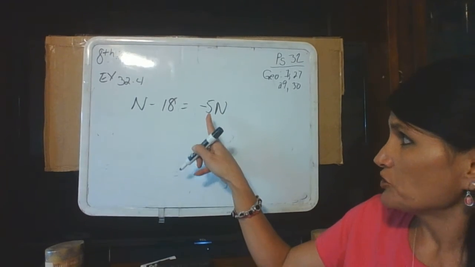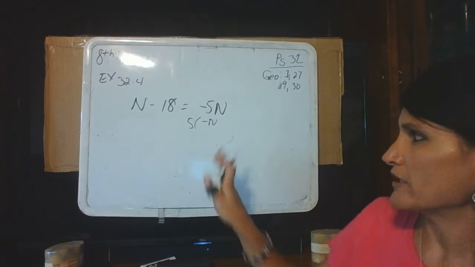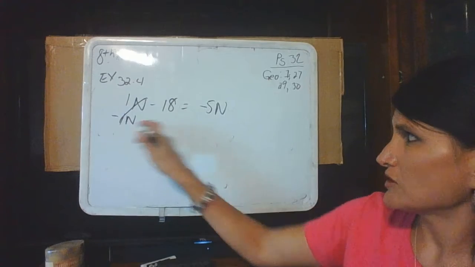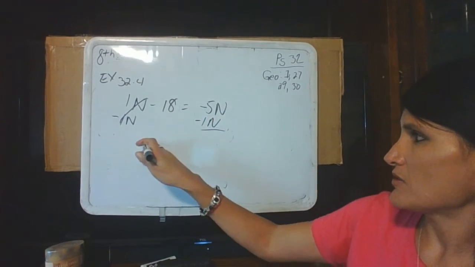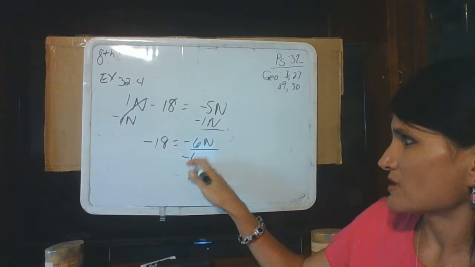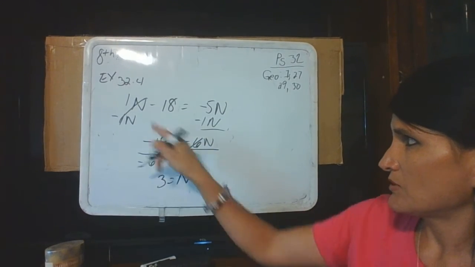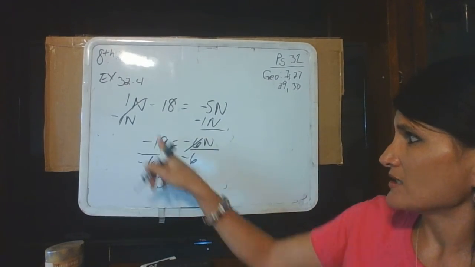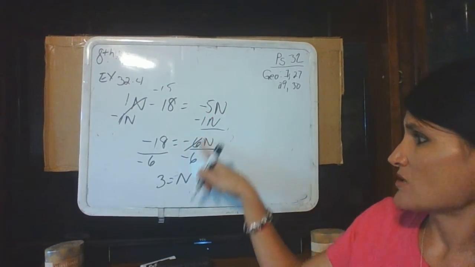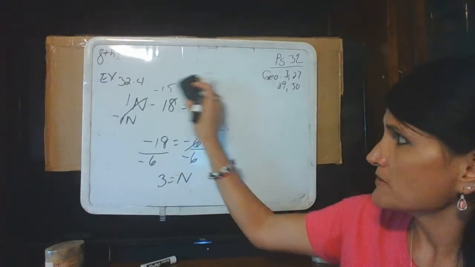So again, you could do 5 negative n like that, but that's just weird and awkward, and you don't want to do that. Put a coefficient, subtract your coefficient. So you have negative 18 equals negative 6n. Divide by negative 6, divide by negative 6, and you get 3 equals n. Plug it in. 1 times 3 is 3. 3 minus 18 is minus 15. Minus 5 times 3, minus 15. And they check out. So you know you did it right.